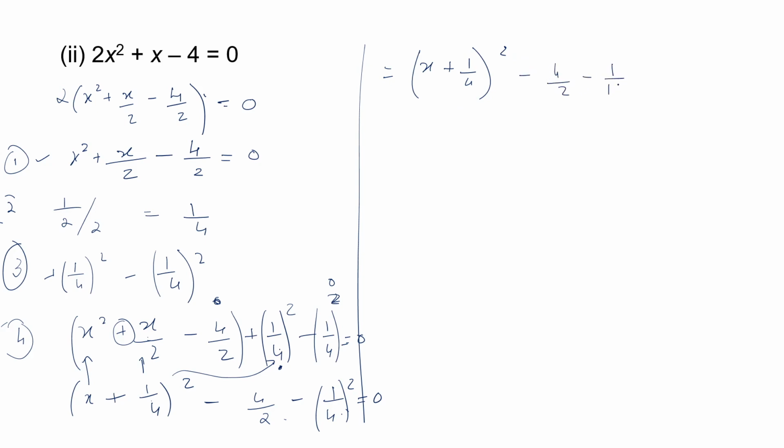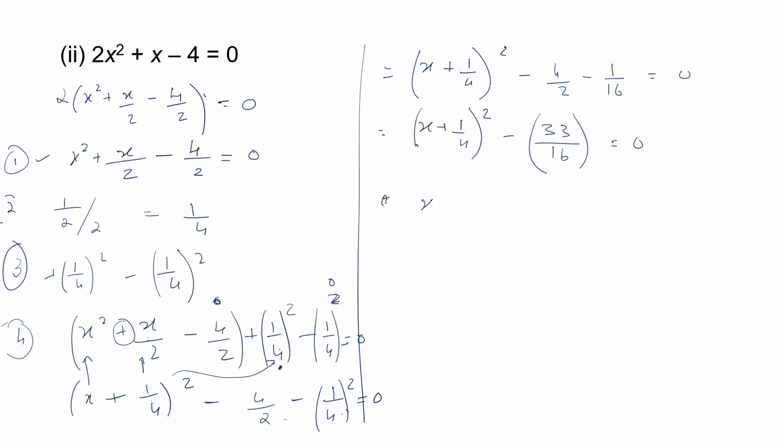Minus, square it, minus 1 by 16. On adding, what will you get? Till this stage, don't cut anything, cancel anything or simplify anything. Keep it as such. 16 2s are 2 8s are 16, 8 4s are 32. So you'll get minus 33 by 16 equal to 0.